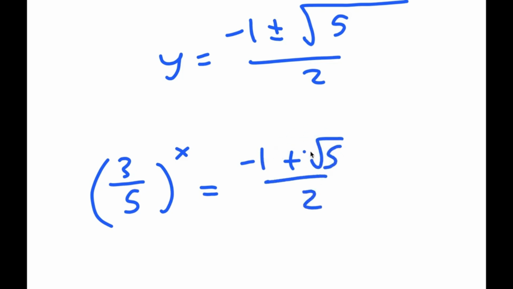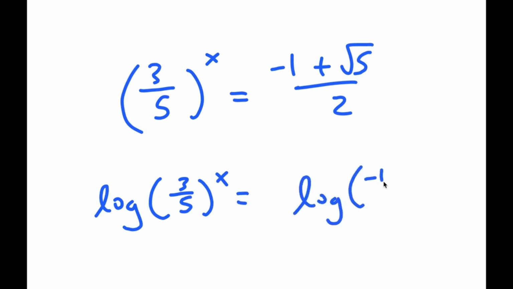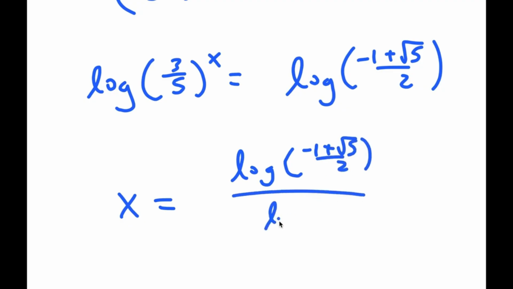And the reason why negative 1 minus the square root of 5 over 2 doesn't work is because that's negative, and you can't take the power of a positive number and make it equal negative. So from here, if I take the log on both sides, I get log 3 over 5 to the power of x is equal to log of negative 1 plus the square root of 5 over 2. So I get x is equal to log of negative 1 plus the square root of 5 over 2 over log of 3 over 5. So this is my solution.